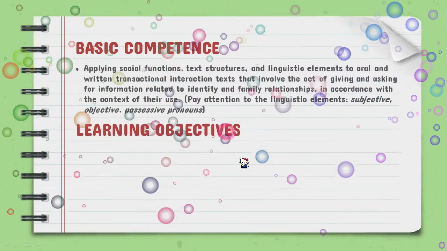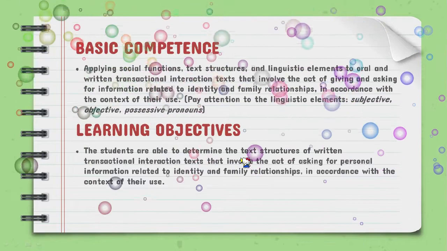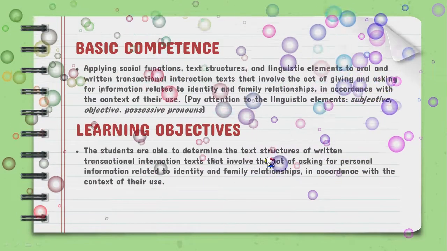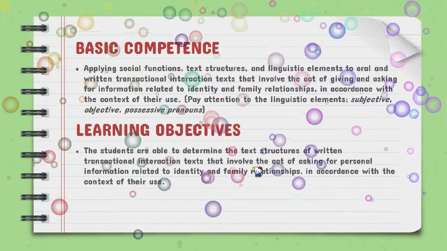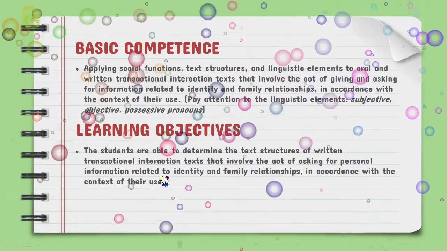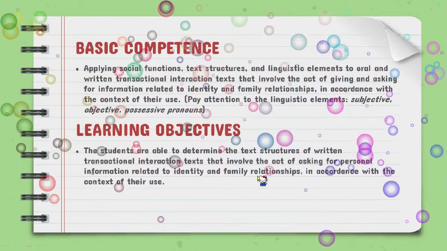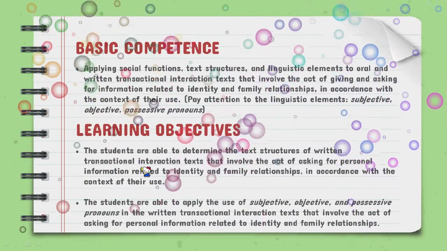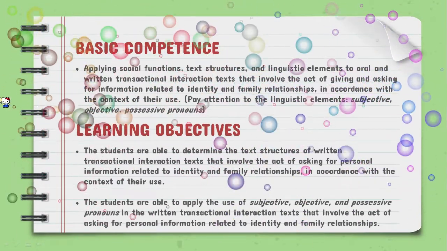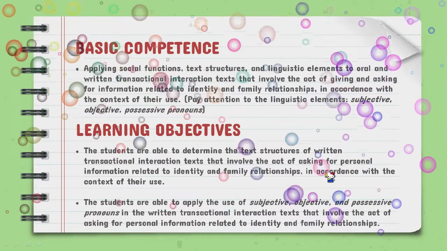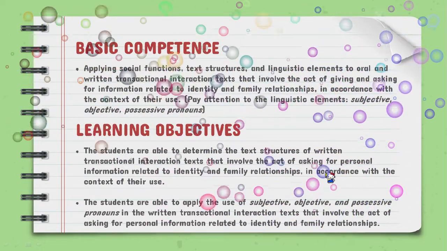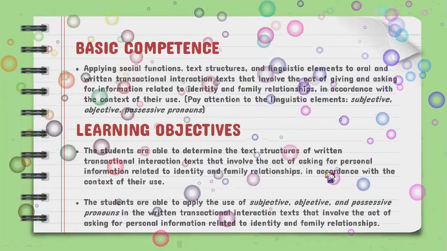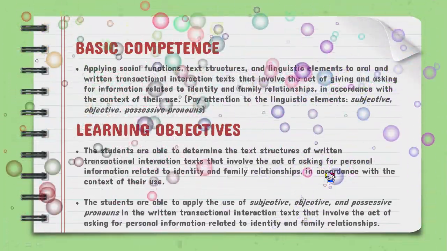And the learning objectives that we are supposed to achieve are, the first one, that the students are able to determine the text structure of written transactional interaction text that involves the act of asking for personal information related to identity and family relationships in accordance with the context of their use. The second one is that the students are able to apply the use of subjective, objective, and possessive pronouns in the written transactional interaction text that involves the act of asking for personal information related to identity and family relationships.